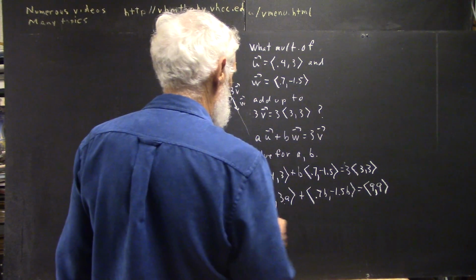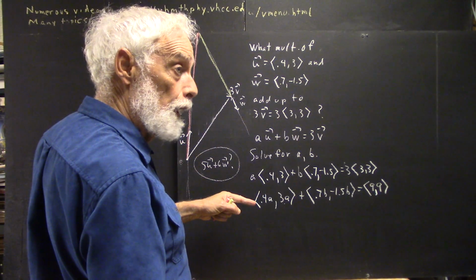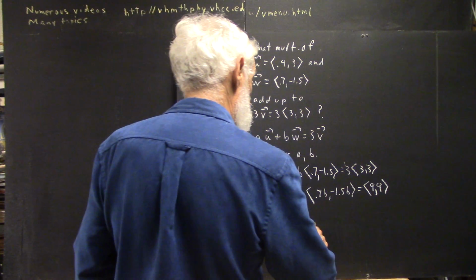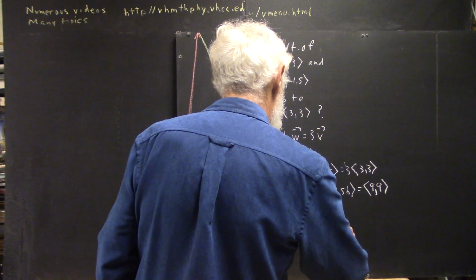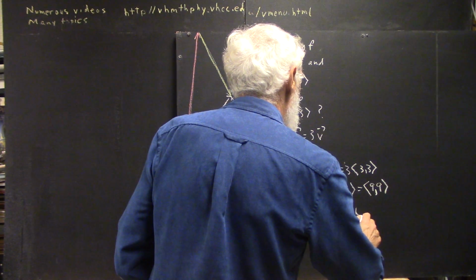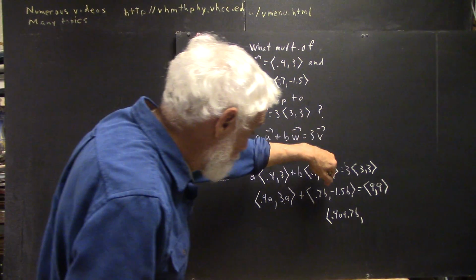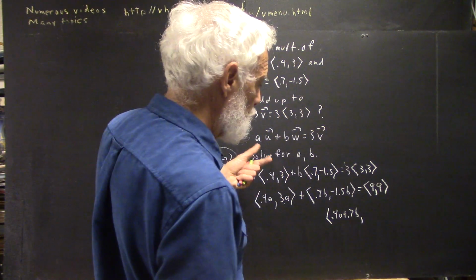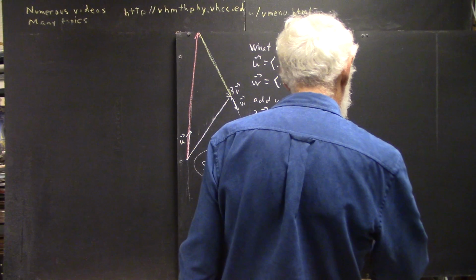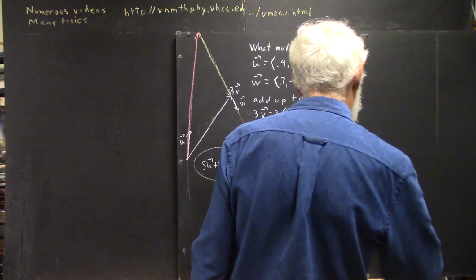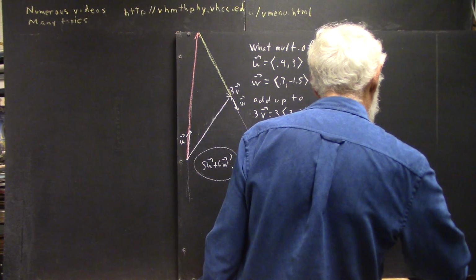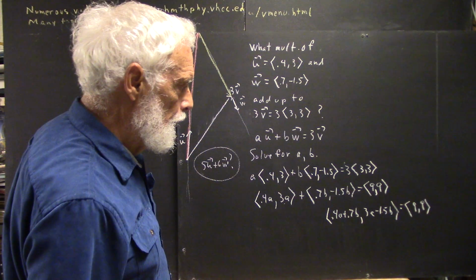The 0.4a means we move 0.4a in the x direction. The 0.7b means we move 0.7b in the x direction. So our net x movement will be 0.4a plus 0.7b. Now what about the y direction? Well, we have 3a and negative 1.5b. So we have 3a minus 1.5b, and that should equal our vector 3v, which we know to be 9, 9.